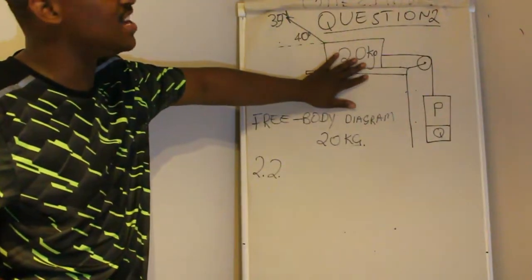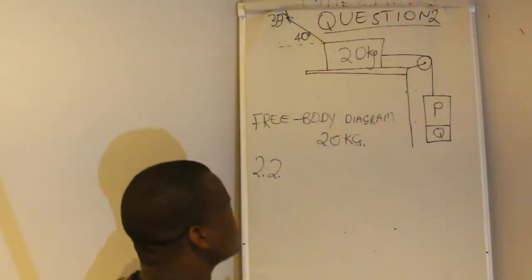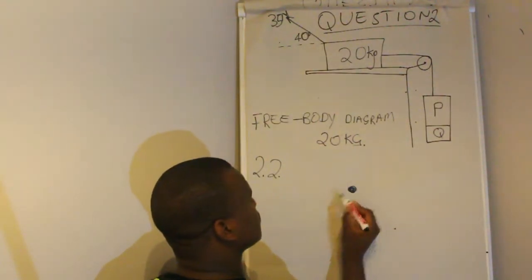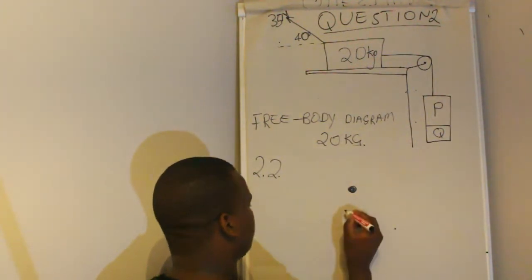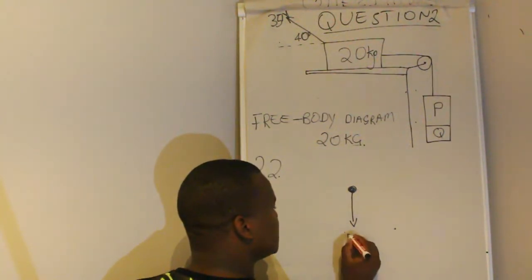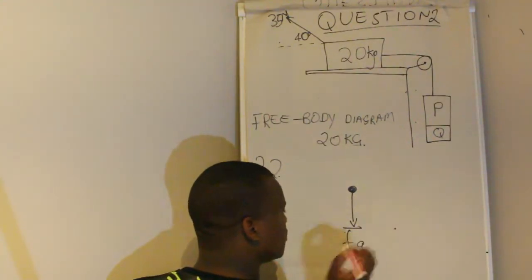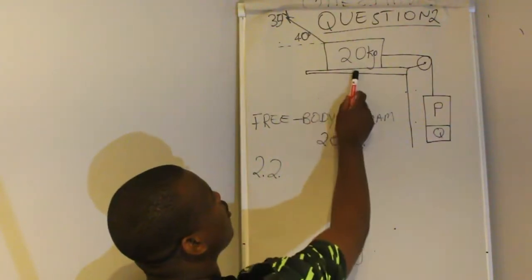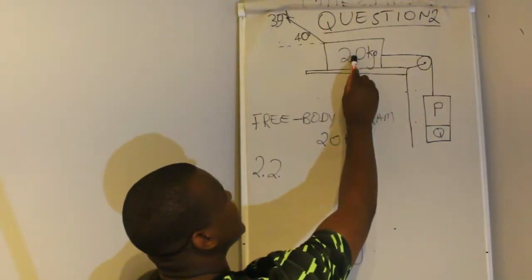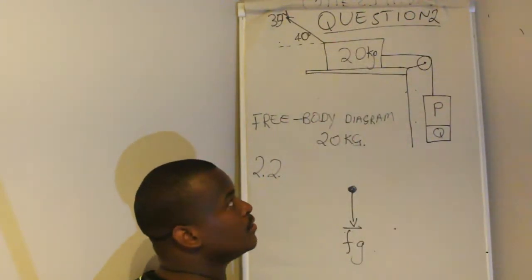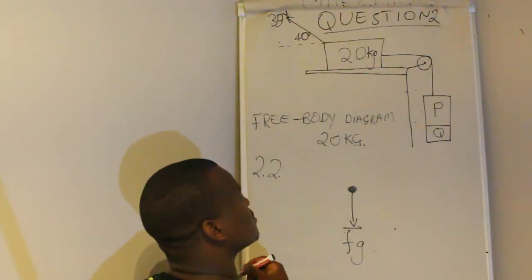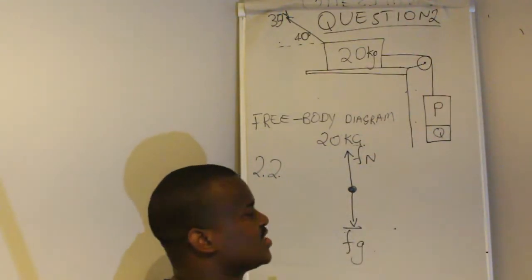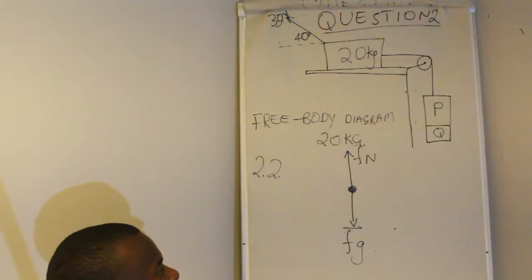What are the forces that are acting here? You will represent a free body diagram with a dot like this. The first force that we talked about is gravity. This is the force of gravity, Fg. The second force, because it is sitting on the surface here, the surface is exerting a force on this, which is vertical, perpendicular to our horizontal surface. So we have Fn, which is the normal force. This is the normal force.